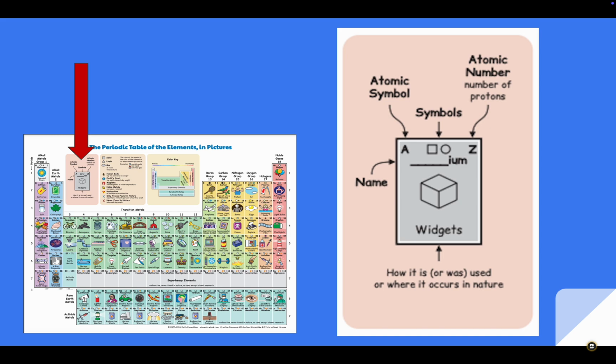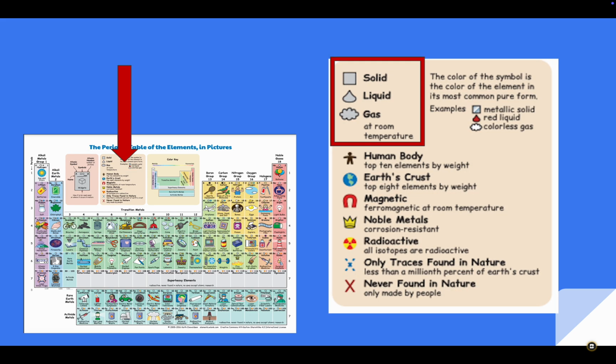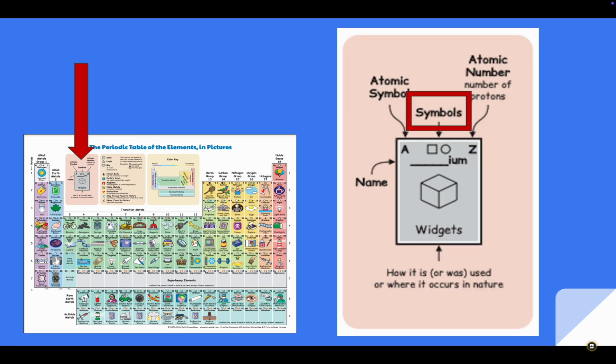It will indicate the number of electrons and neutrons in a stable element, but the atomic number specifically tells us the number of protons. And then there's a place underneath where your element name will be. And then there's an image in the middle, and then down below it says widgets. And then it says how it is or was used or where it occurs in nature. I'm going to talk about that a little bit later too.